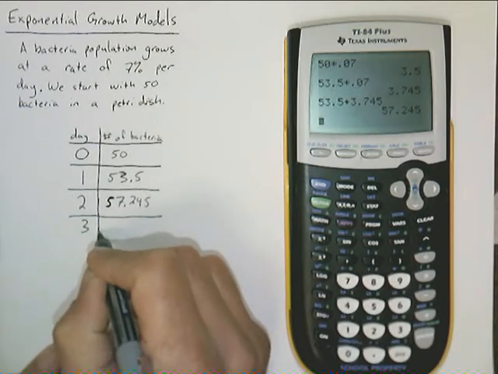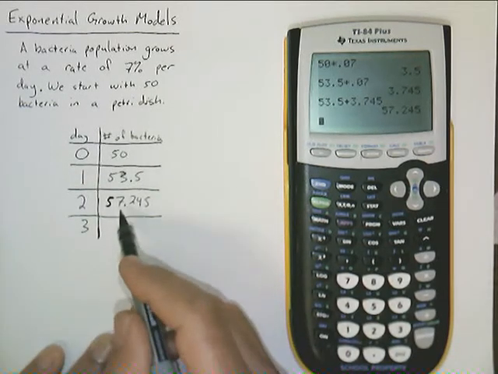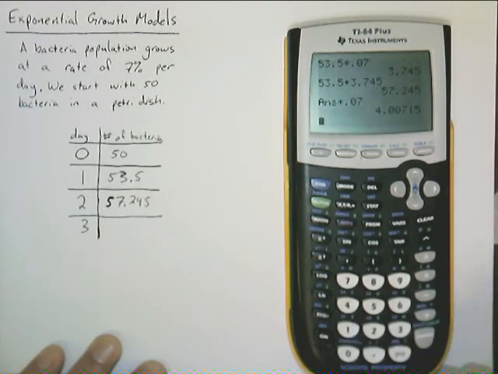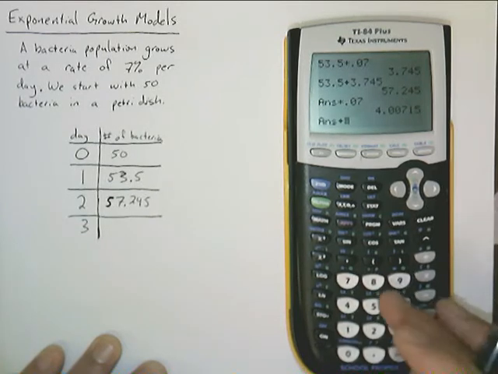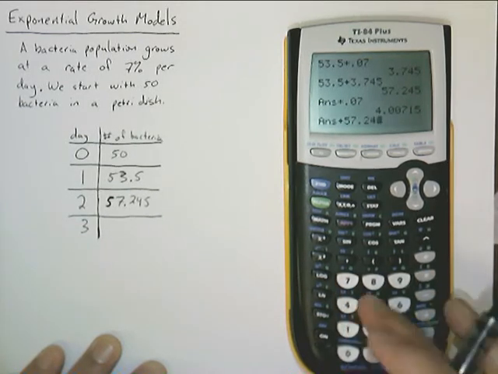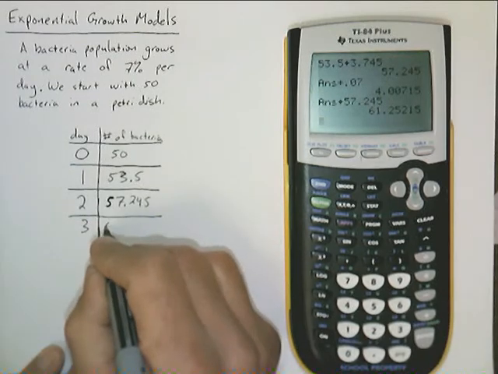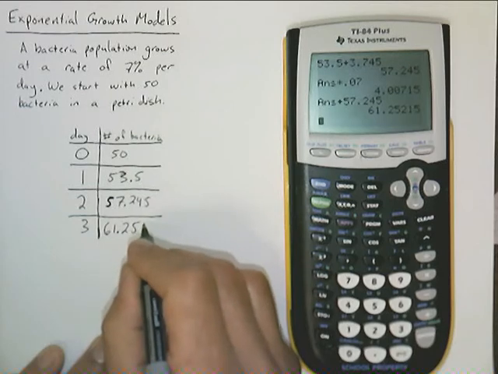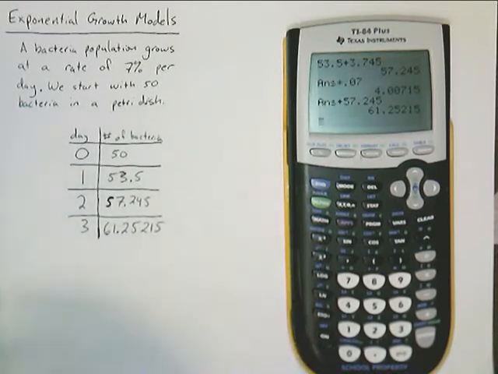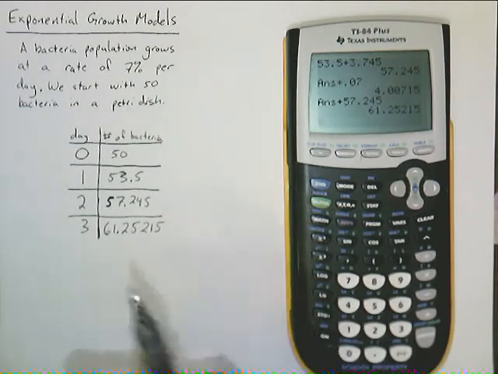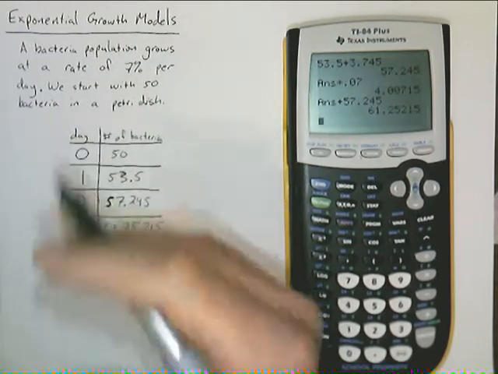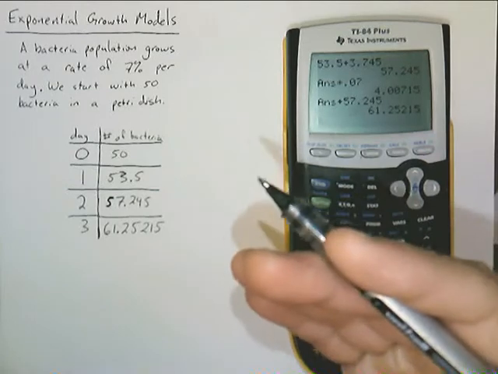After 3 days, we're going to gain 7% of this 57.245. So we multiply that by 0.07, then add that back to our 57.245, giving us 61 point, and now we're going way too accurate here. We certainly do not need to go out this far, since it is a model, and you can't have 0.25215 of a bacteria, right? So that's the basic idea here. But we need to see how this process is really working.